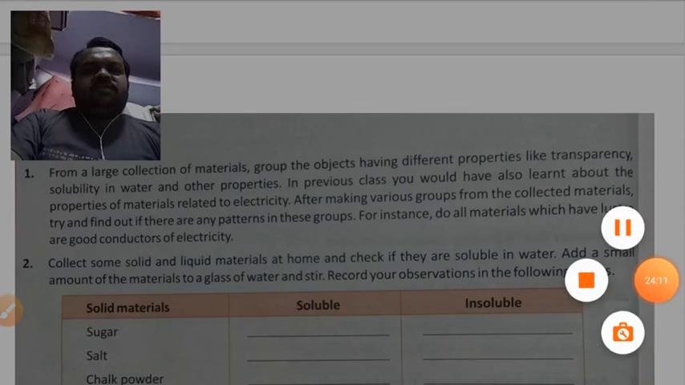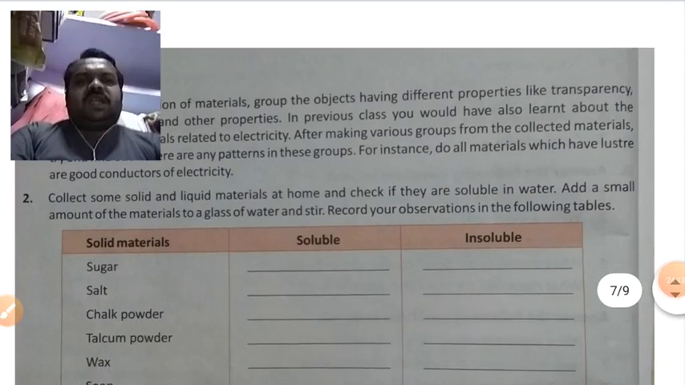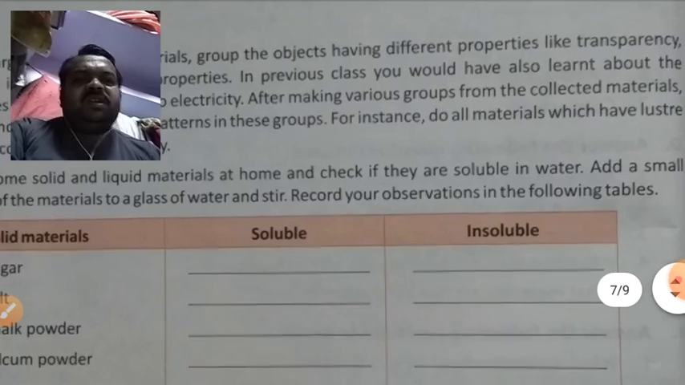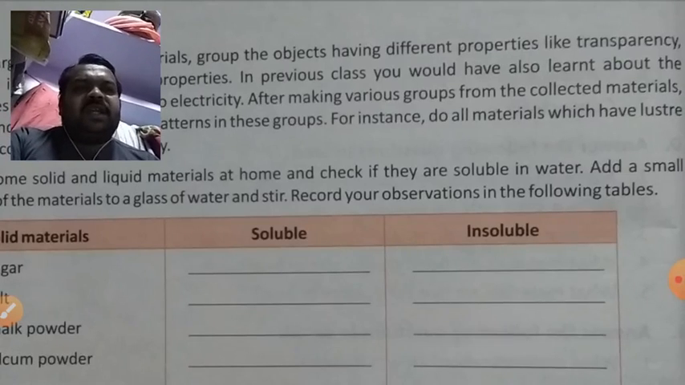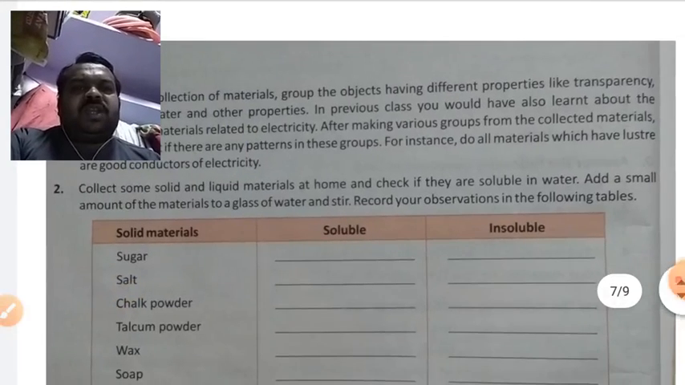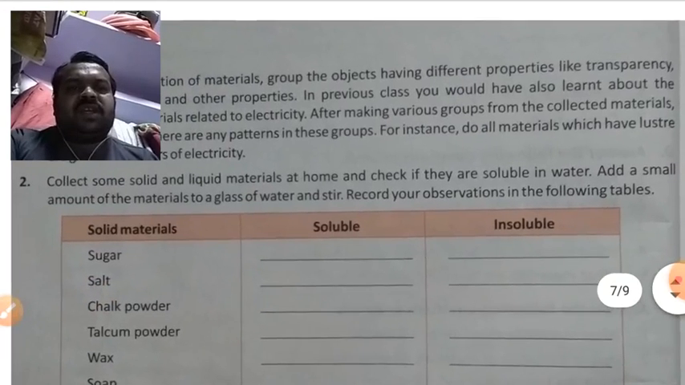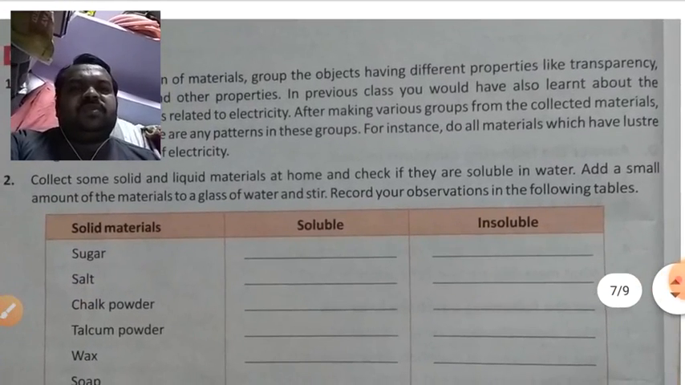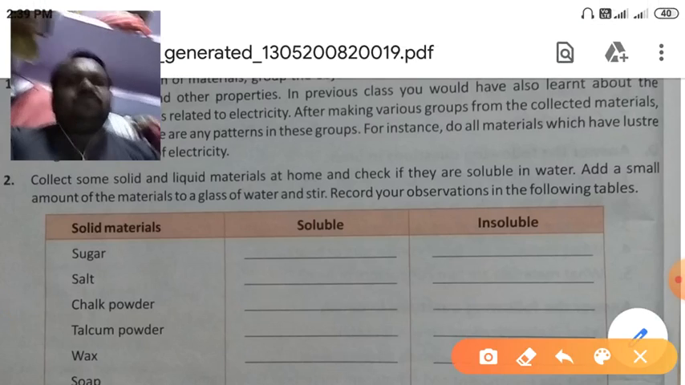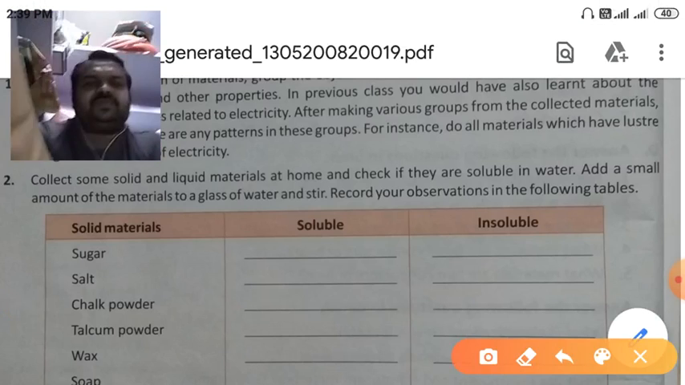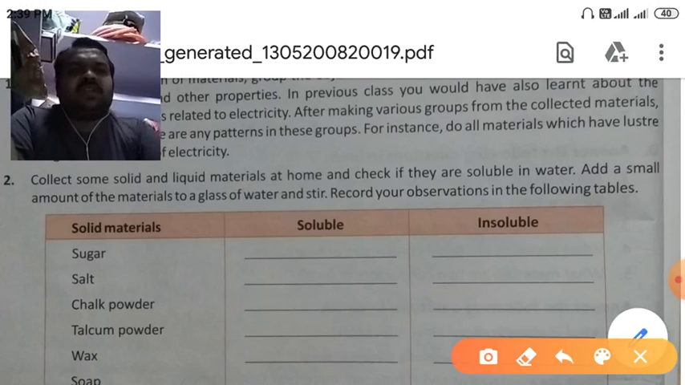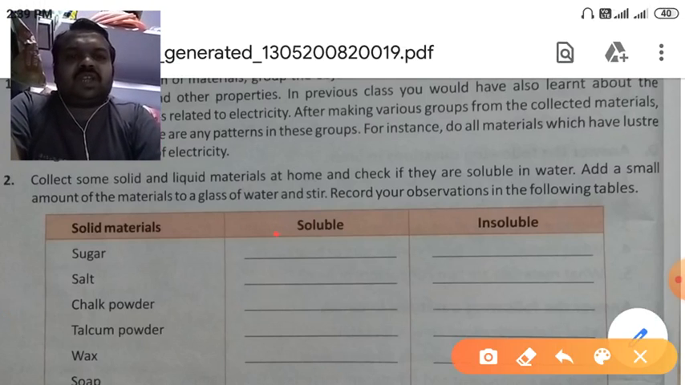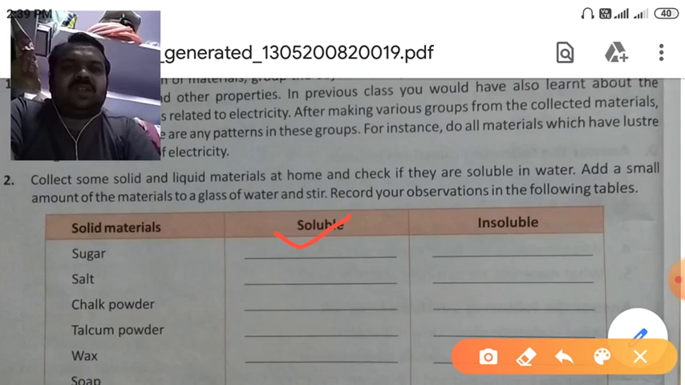Now your second question is given here. Collect some solid and liquid materials at home and check if they are soluble in water. Add a small amount of materials to a glass of water and stir. Record your observation in the following tables. Now look here. As you know, sugar is soluble in water or insoluble in water. So we will put a tick here because sugar is soluble.